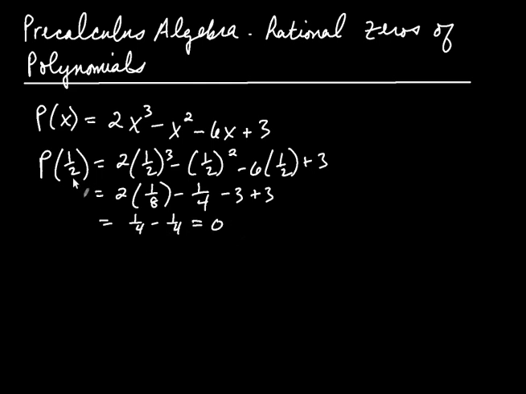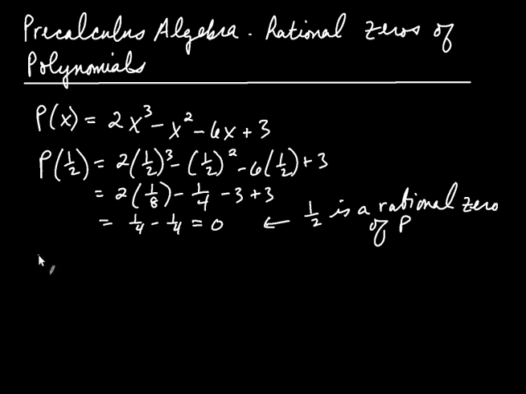Because I plugged in 1/2 and I got 0, for that reason we say that 1/2 is a zero of this polynomial. Now it's not just any zero, it's what we call a rational zero because this is a rational number. So let me write that down. Because we get 0, we say that 1/2 is a rational zero of p. That's the language we use. Now you can have other zeros that are irrational or even complex.